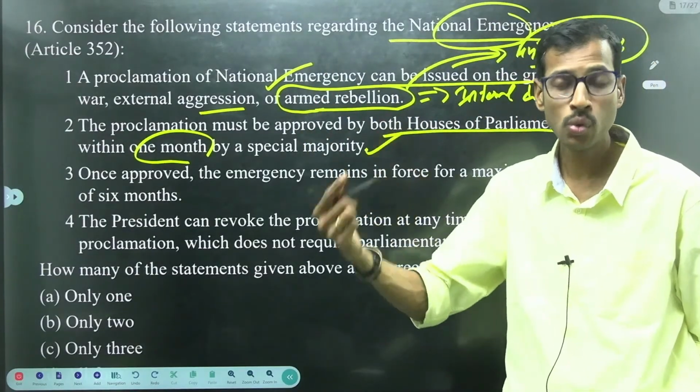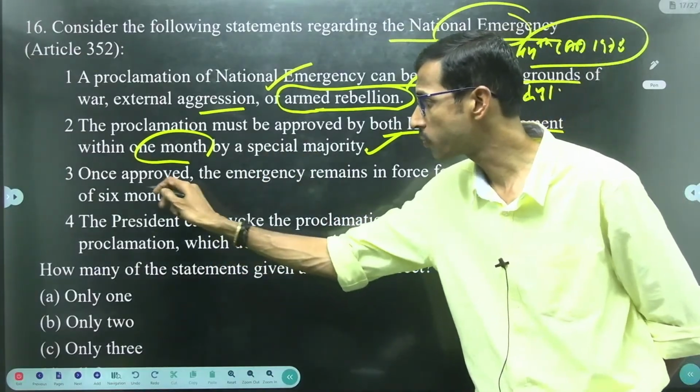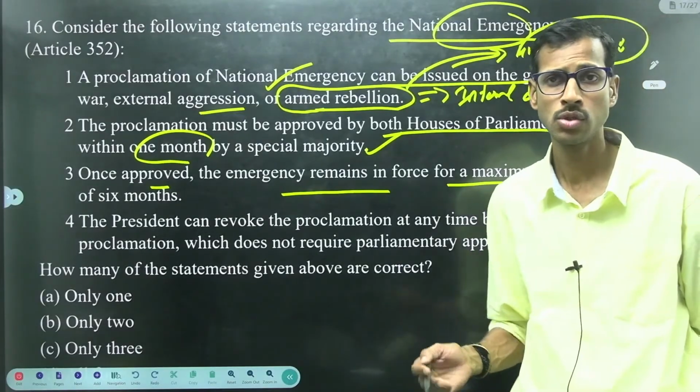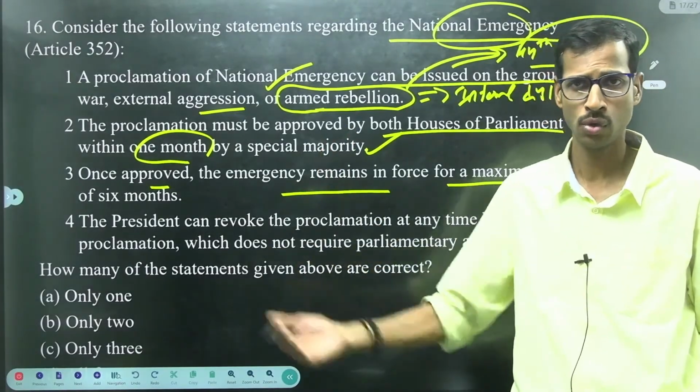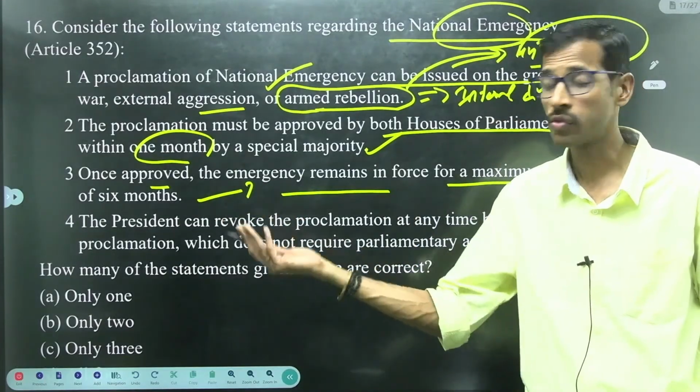If you take state emergency or financial emergency, that is 2 months, right? Once approved, the emergency remains in force for a maximum of 6 months. After 6 months they can continue, right? Every time they have to get an approval from Parliament.